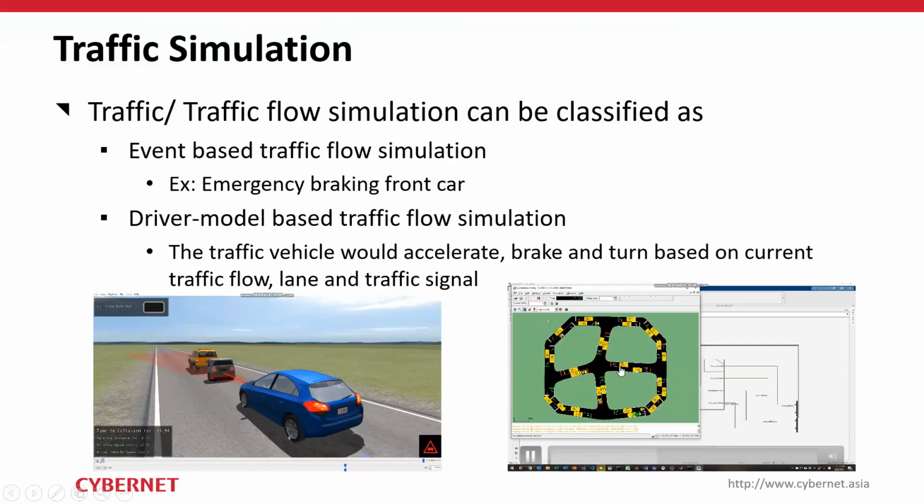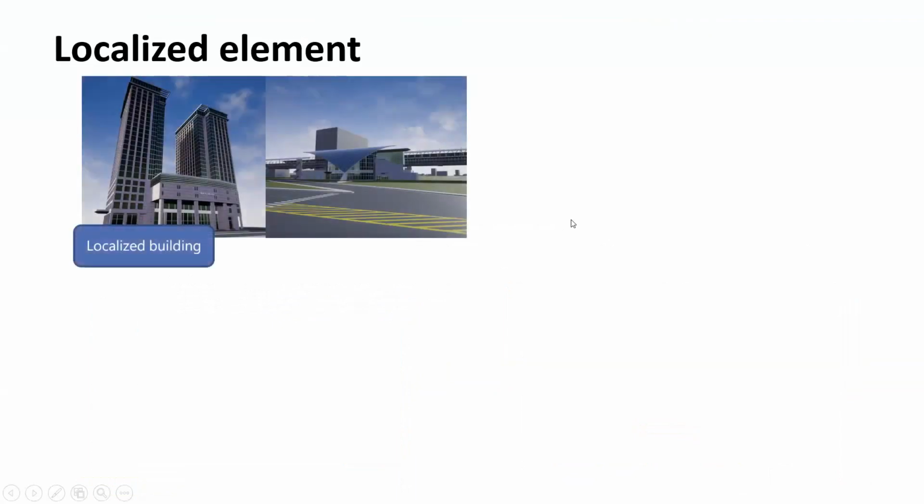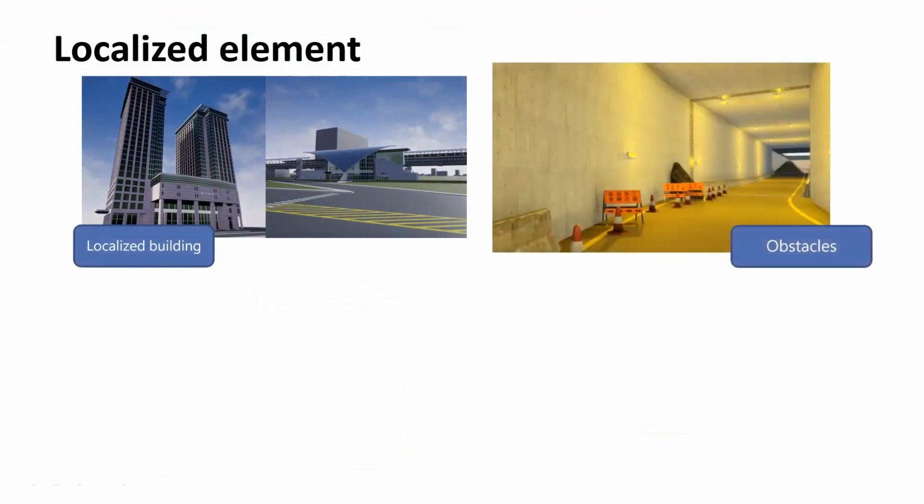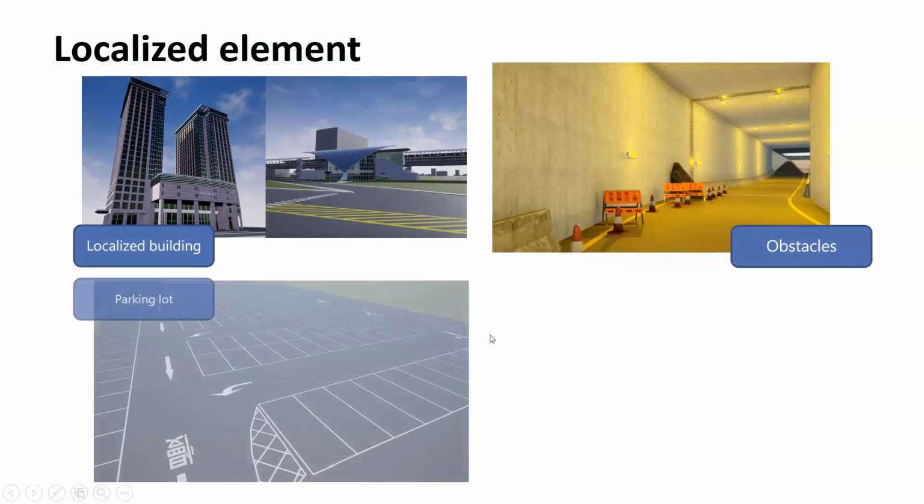Okay, and we can move to the localized elements section. One of the most important things when you want to use a virtual reality simulation for AV ADAS is the localized element. We help customers build localized buildings like the Sheraton Hotel in Taiwan, and some high-speed rail stations, to name a few. This kind of environment can help customers rebuild their testing scenario.